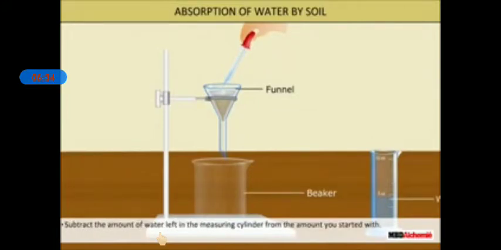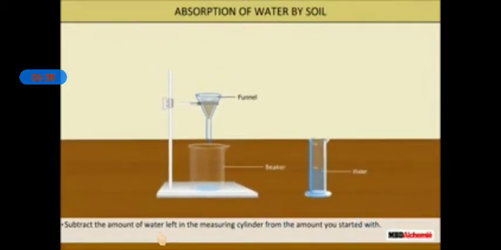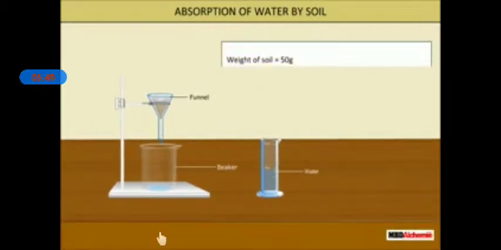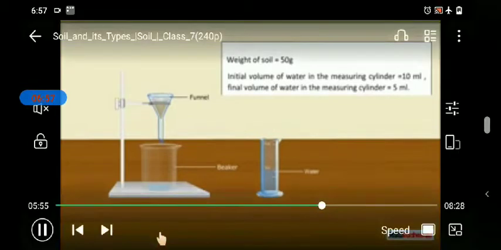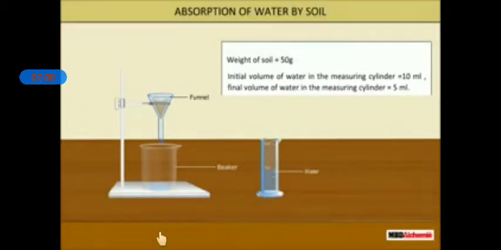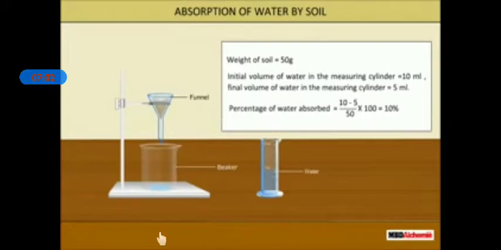Subtract the amount of water left in the measuring cylinder from the amount you started with. This is the amount of water retained by the soil. Calculate the weight of soil after it has absorbed the water. Weight of soil is equal to 50 grams. Initial volume of water in the measuring cylinder is equal to 10 milliliters. Final volume of water in the measuring cylinder is equal to 5 milliliters. Percentage of water absorbed is equal to (10 minus 5) upon 50 into 100, which is equal to 10%.